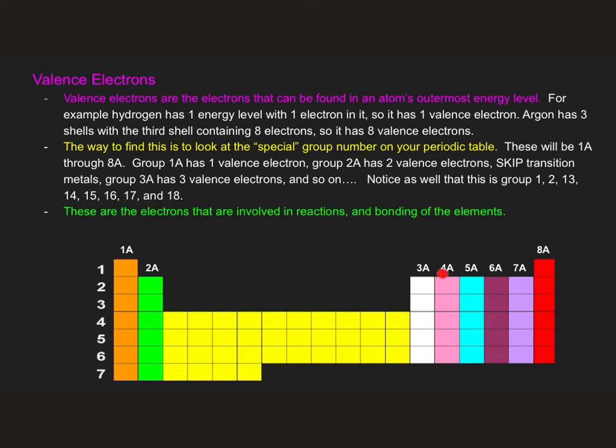So we said the periods give us the number of shells that we have. Notice you can only go up to 7 for those shells. But then the columns, the groups, will tell us how many electrons we should be finding in the outermost. Also notice that it does not hold true for our transition metals, but for everything else, we can figure out that there would be 1 here, 2, 3, 4, 5, 6, 7, and 8.